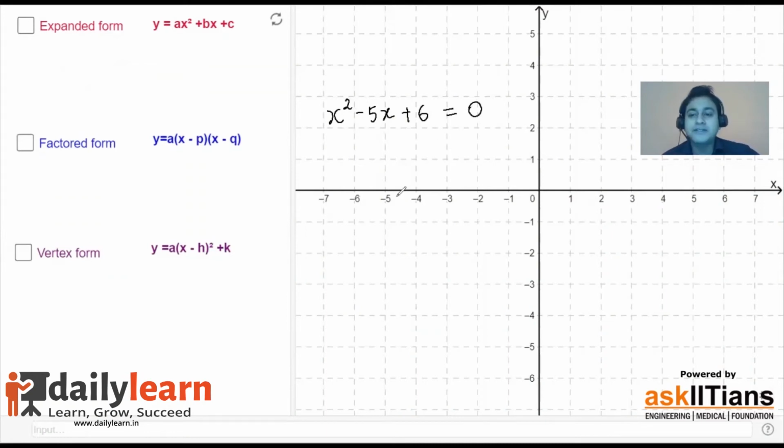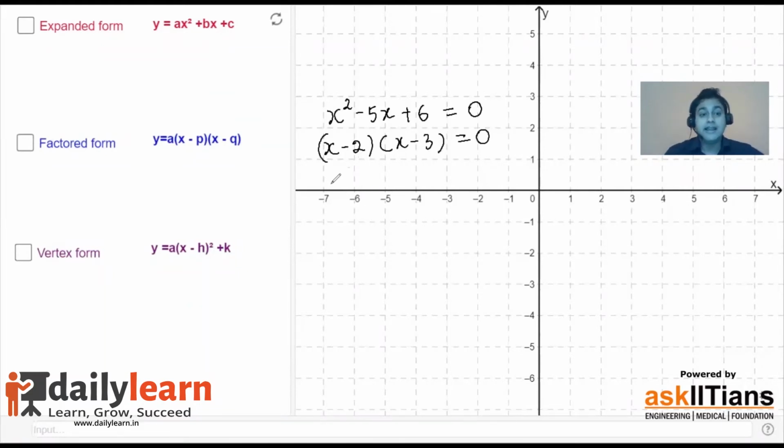Now we all have studied splitting the middle term in class 9th, in the chapter Polynomials. And we know that this will become (x - 2)(x - 3) = 0. So we'll get the two roots, which are nothing but 2 and 3. That is a later thing which we can discuss. But what we get here is two factors, that is x - 2 and x - 3.